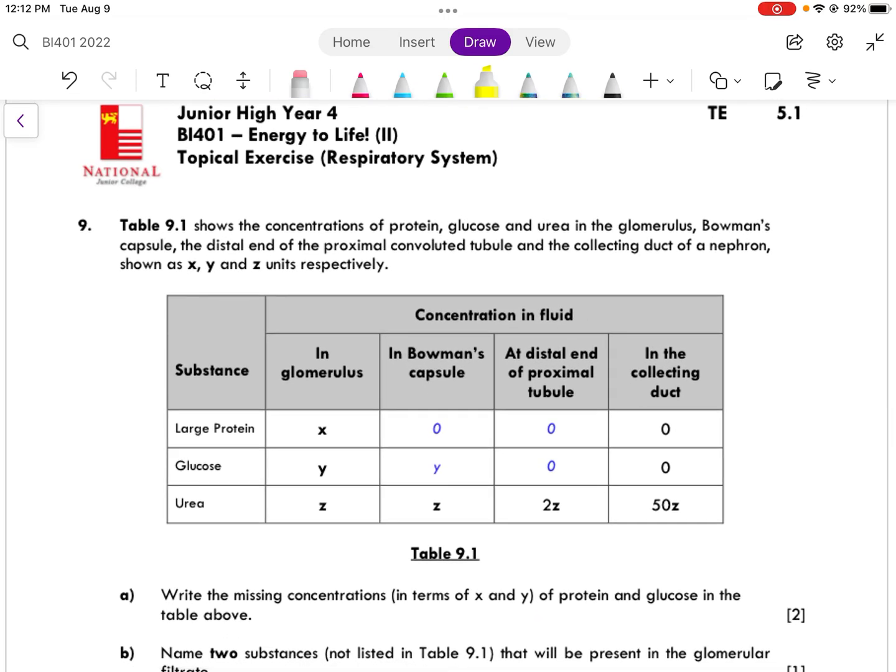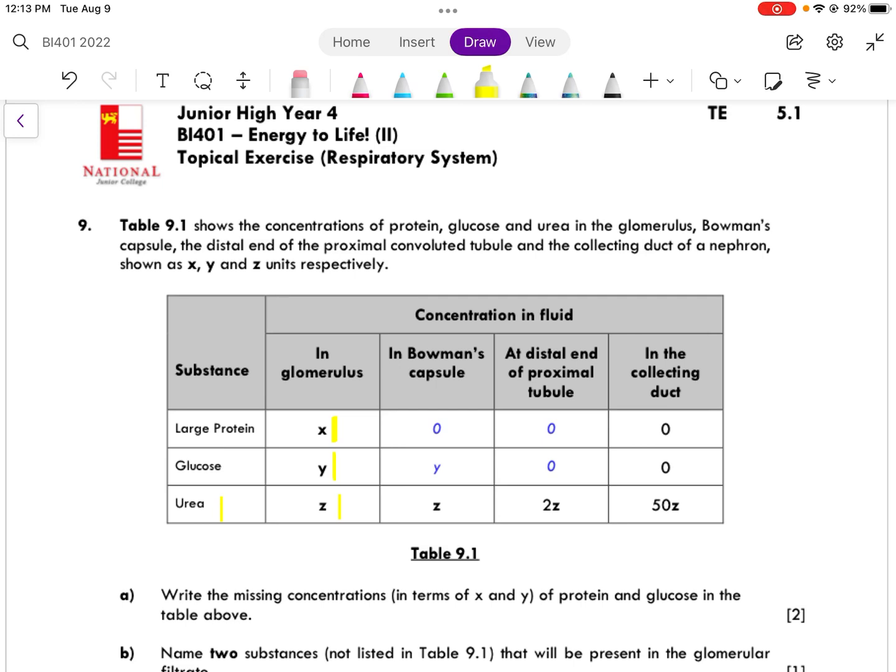Next question. Okay, they show you table 9.1. They ask you to write the missing concentrations in terms of X and Y of protein and glucose in the table above. So they show you three different substances: large protein, glucose, urea. In the glomerulus, which means still inside the blood capillary, you will expect to find, they already told you, concentrations of X, Y, and Z of these three things present inside the capillary.